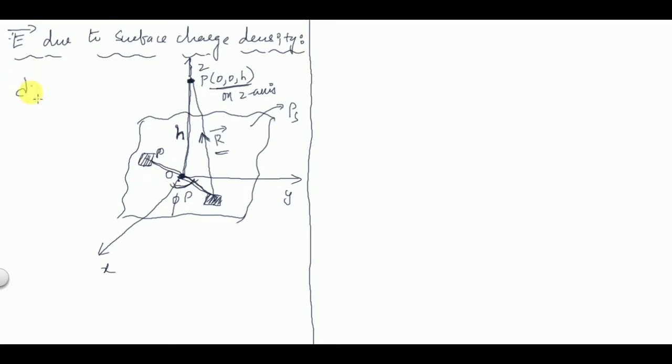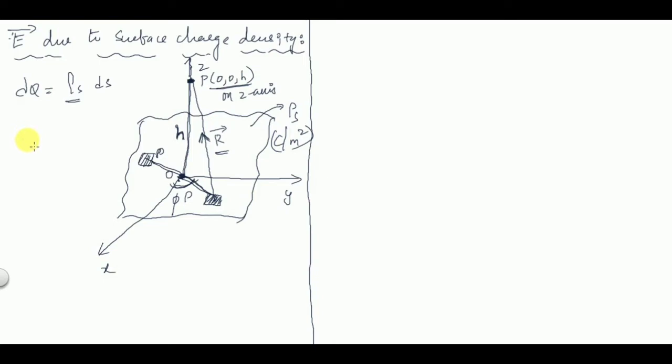Right, so what is dq in this case? dq is equal to rho s ds, because we are considering a sheet of charge here. What is the unit of rho s? That is surface charge density. It is coulomb per meter square.